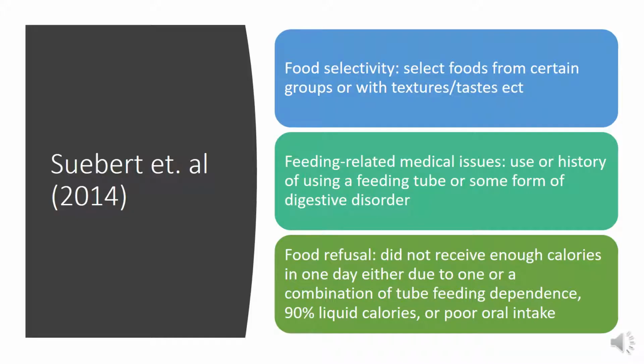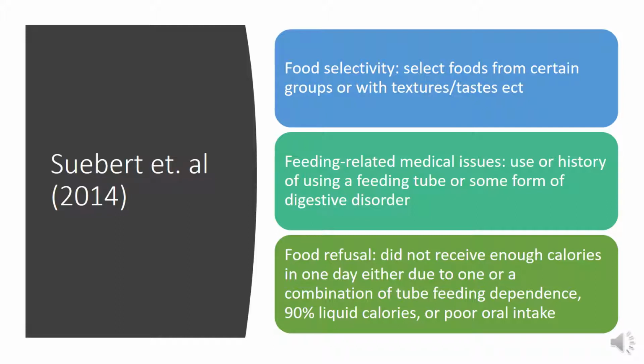In a study by Suebert et al., they implemented and evaluated the effects of different antecedents, such as using pacifiers and spoon flipping, that could be implemented during feeding procedures with parents, combined with escape extinction to help pinpoint which of the three areas their child was leaning towards. They defined food selectivity as selecting foods from a certain group or with certain textures or tastes. So maybe the kid doesn't like soft textured foods, or they don't like something crunchy because it hurts their teeth.